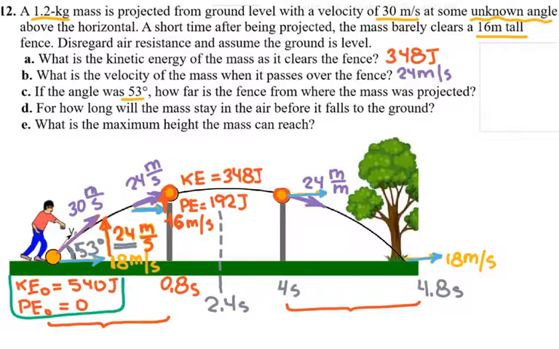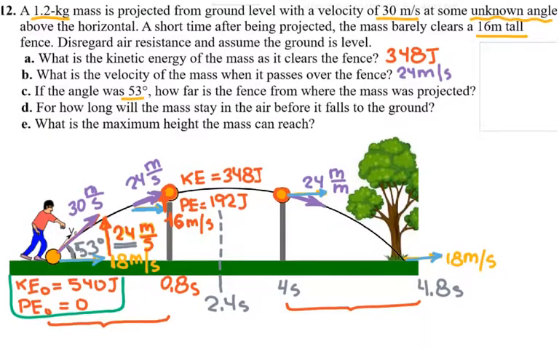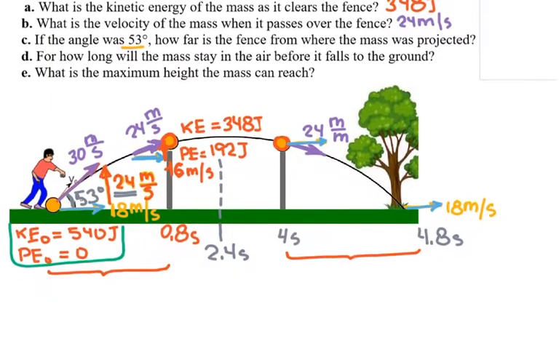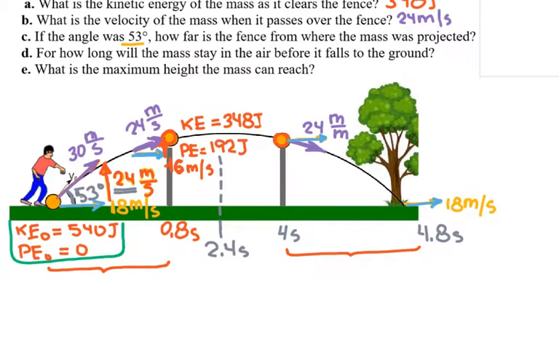get here. Now, the questions that they ask you is, well, actually, how long does it take the mass to stay in the air before it falls on the ground? So I can answer that question now. I will say 4.8 seconds. And next, how far is the fence from where the mass was projected? That's the one that I'll have to find out right now.